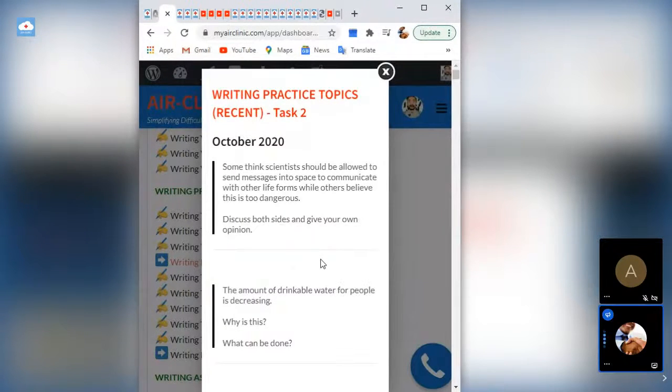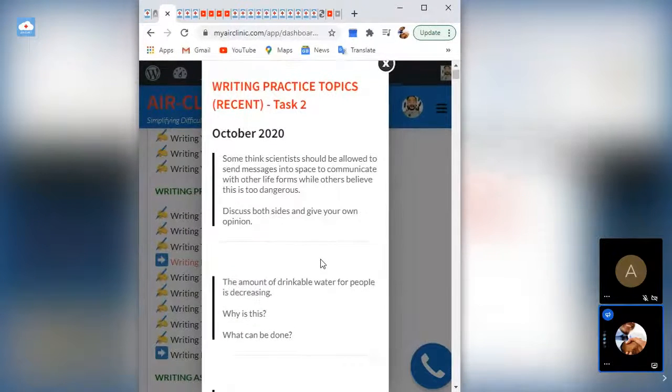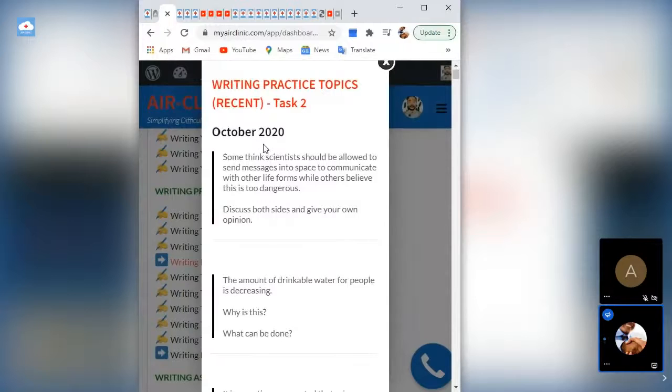So, for example, a topic like this was done in October 2020, last IELTS last year. It says some think scientists should be allowed to send messages into space to communicate with other life forms, while others believe this is too dangerous. Discuss both sides and give your own opinion. You can see it's asking you to discuss both sides, and it's also asking you to voice your own opinion on the matter.